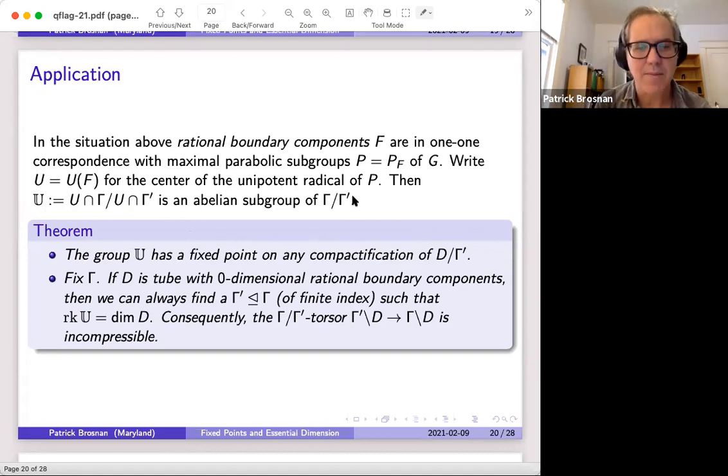One is U has a fixed point on any compactification of D mod Γ'. And then the second part is, for your fixed Γ, if D is a tube domain with zero dimensional rational boundary components, then we can always find a Γ' normal in Γ, of finite index, such that the rank of this U is equal to the dimension of D. So consequently, because this has a fixed point and because the rank is the dimension, the map from D mod Γ' to D mod Γ is incompressible. And in fact, we can get it to be p-incompressible.